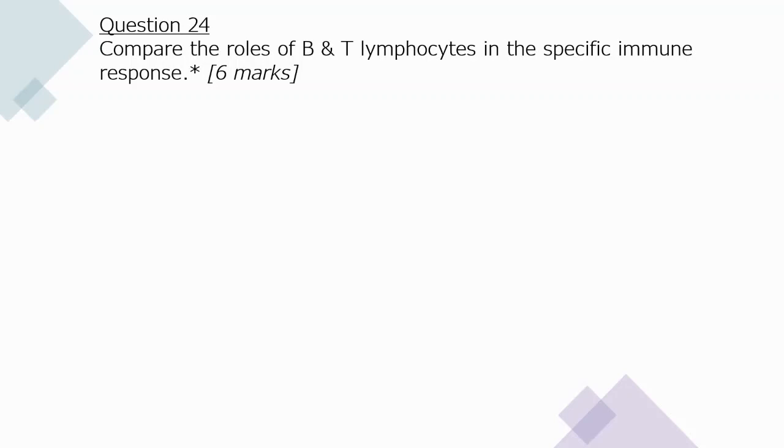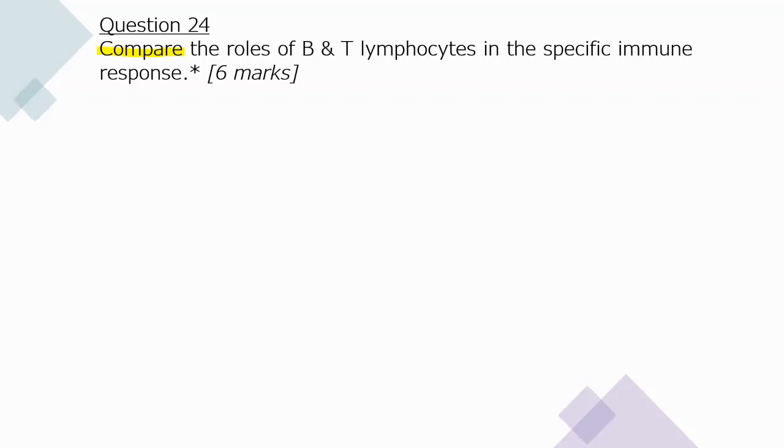So when we say compare as well, this key word means that we need to identify the similarities and the differences. So the similarities between B and T cells is obviously that they both have complementary receptors, they both differentiate, they both have memory cells, specificity, clonal selection and expansion. And then for the differences, B lymphocytes are obviously processed in the bone marrow, whereas T cells are processed in the thymus. B lymphocytes have specific antibody production and differentiation into plasma cells.